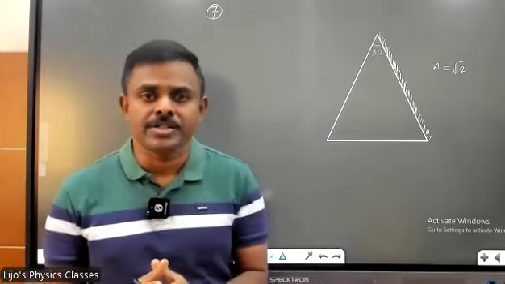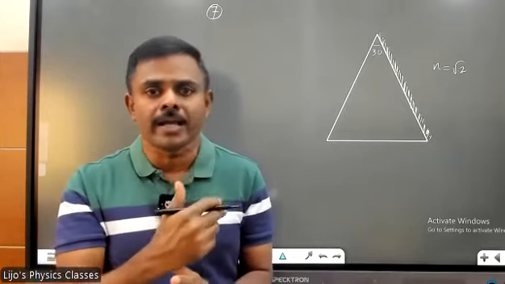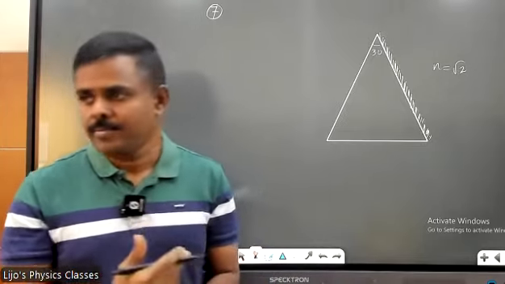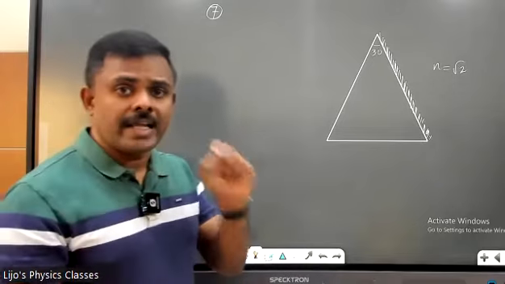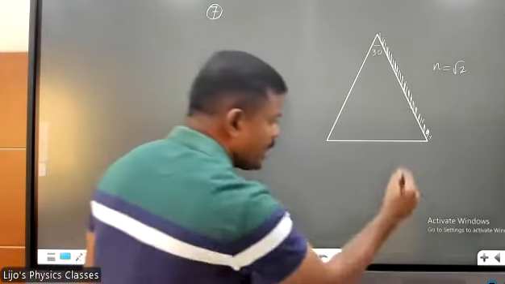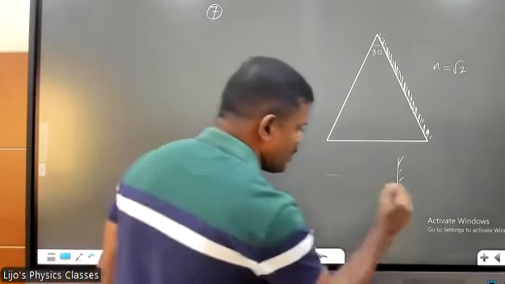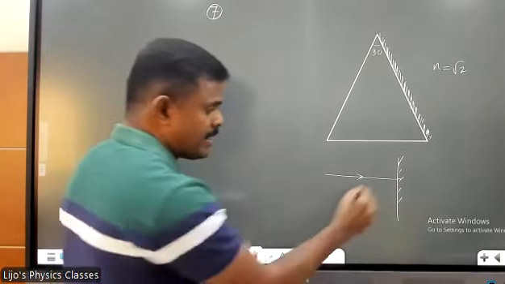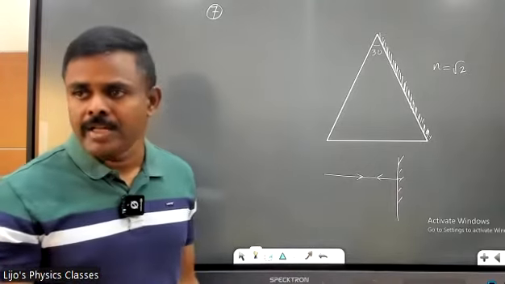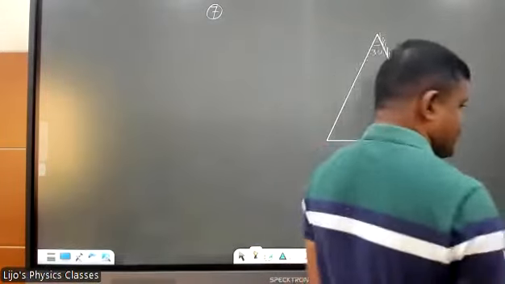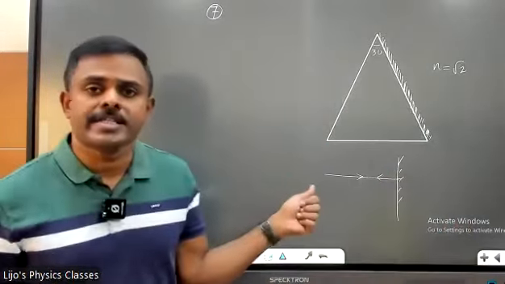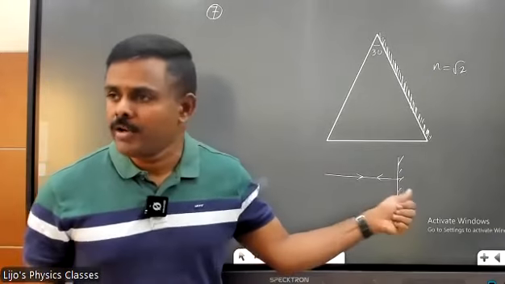What is meant by retracing? Retracing means it's going back along the path through which it came. So the ray retraces the path on a mirror when? You learned this in class 10. If a ray falls normally on a mirror, that will retrace the path. For normal incidence, the ray will retrace the path.